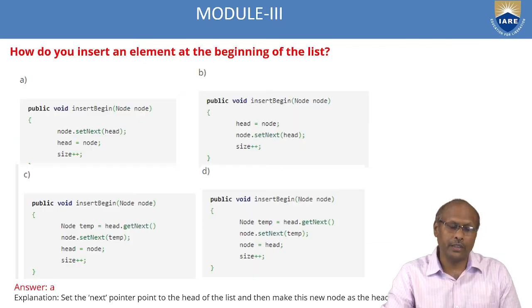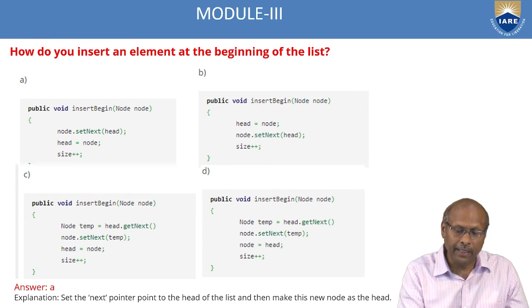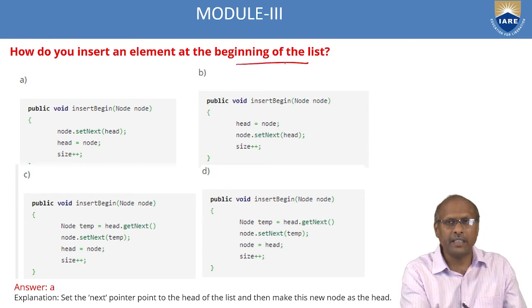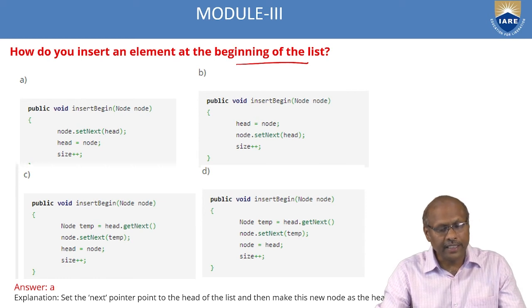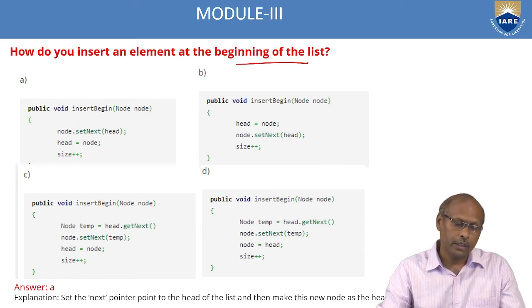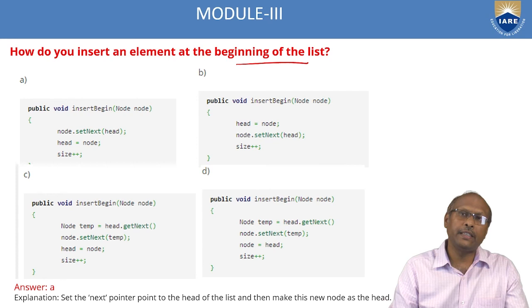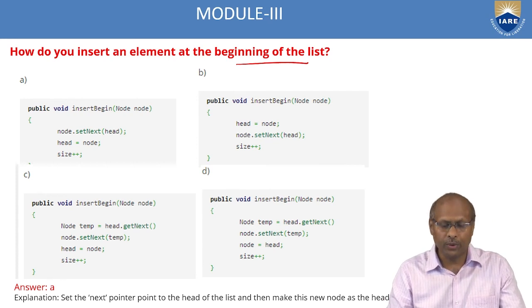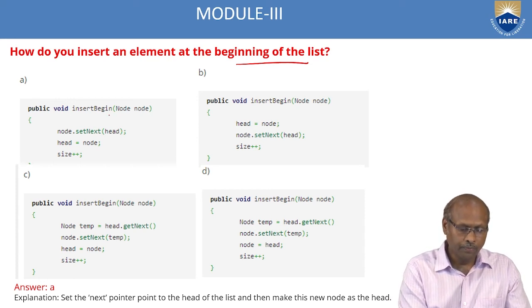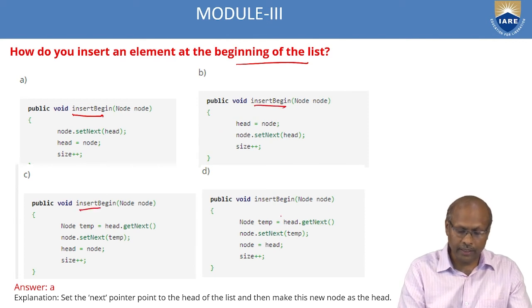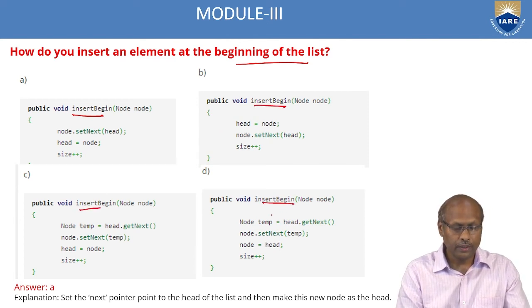Next question, they may ask. How do you insert an element at the beginning of the list? They are giving 4 options. Which is the correct option for inserting the element at the beginning of the list? So which code is suitable to insert a node at the beginning of the list? Insert at the beginning. This is one code. This is also one code. This is also one code. And this is also another code.